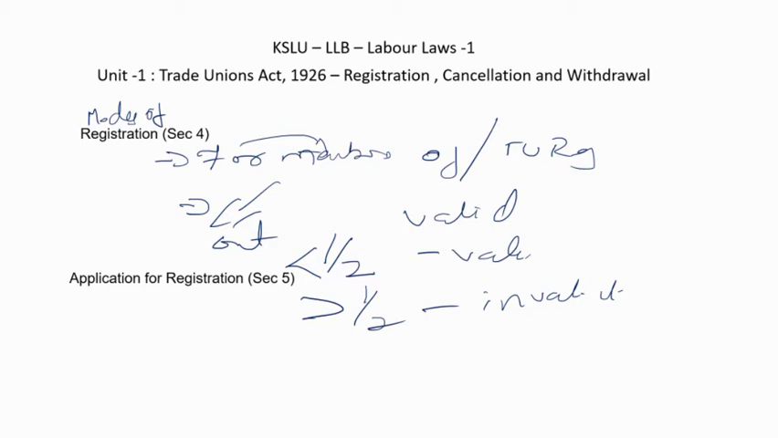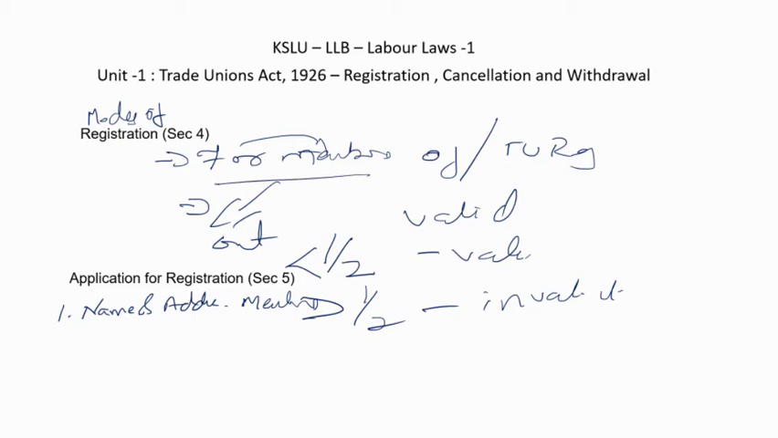The next section is application for registration. The members of the trade union must submit an application for registration in a prescribed form with the following details. The first one is the name and address of the members, whoever the initial 7 or more than 7 members, right?